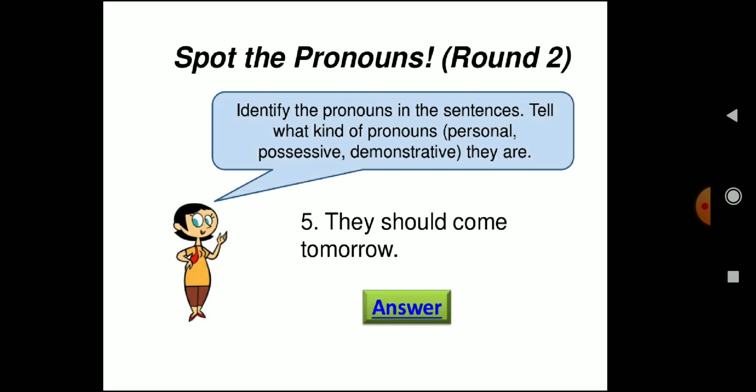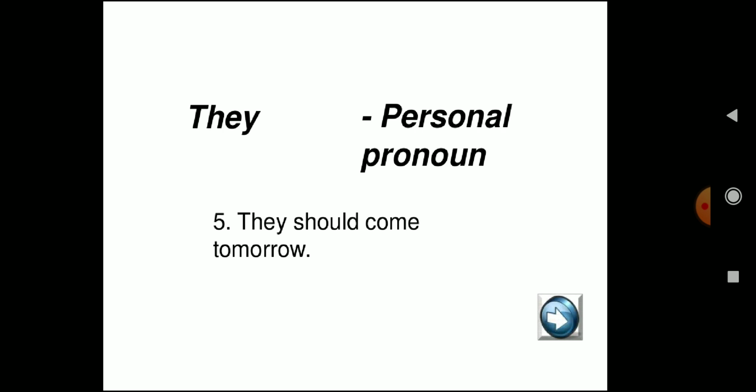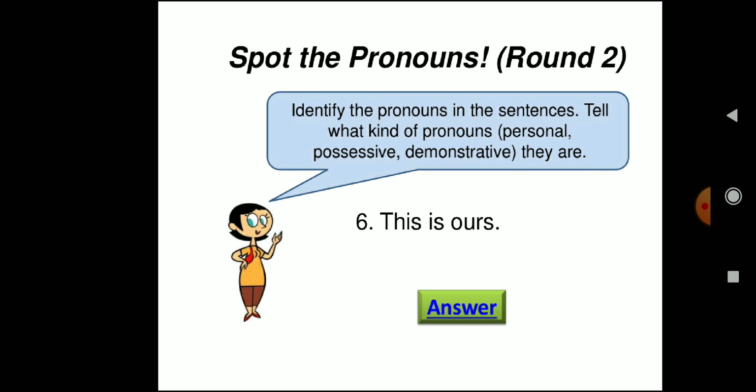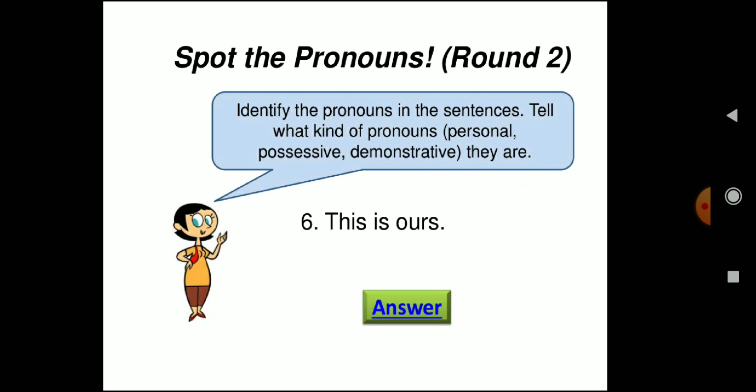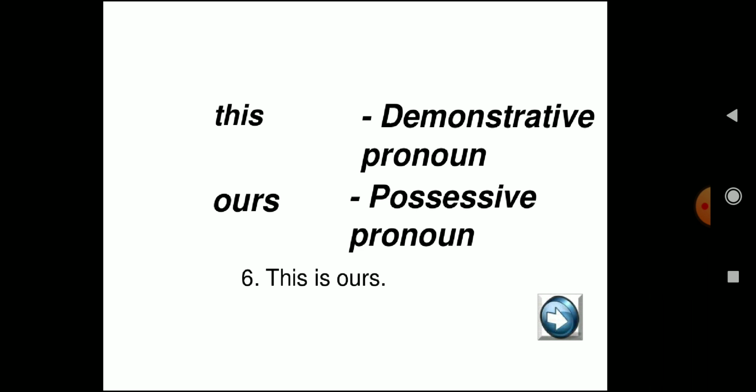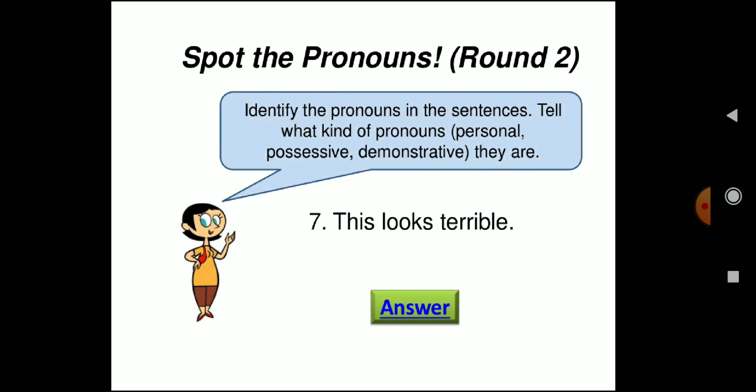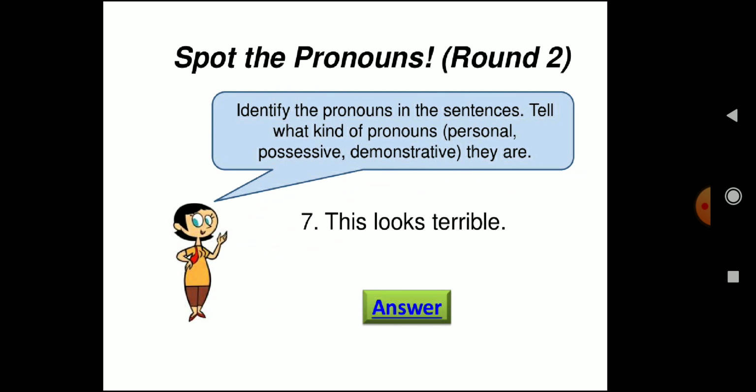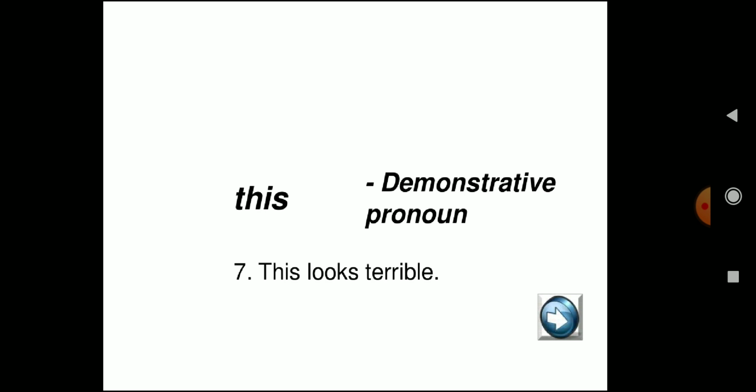Fifth one. They should come tomorrow. They. Personal pronoun. Sixth one. This is ours. So over here we are having 2 pronouns. First one is this, which is a demonstrative pronoun. Ours, which is a possessive pronoun. 7th one. This looks terrible. This, which is a demonstrative pronoun.